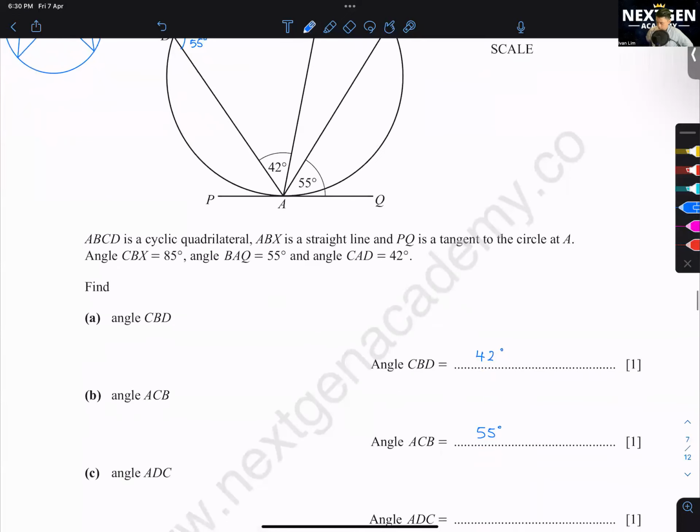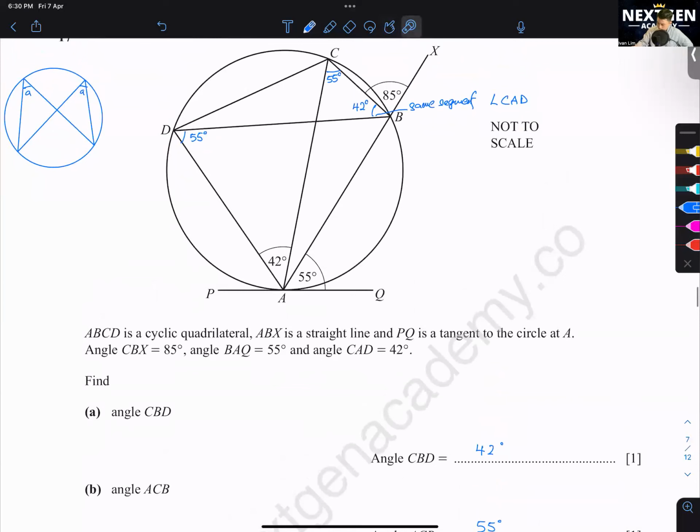Okay, angle ADC. Where's ADC? How will we find this? Just now, I think Chen Xiao mentioned, we find this one first, maybe it has some useful information. So let's find this part here first. This one will be 180 minus 85 minus 42. We take our calculator, and here will be 53 degrees first.